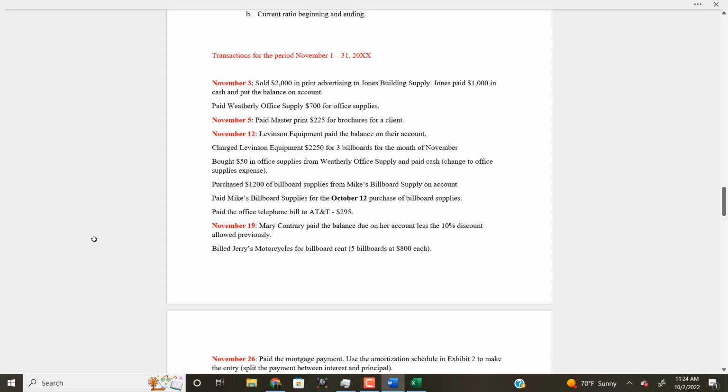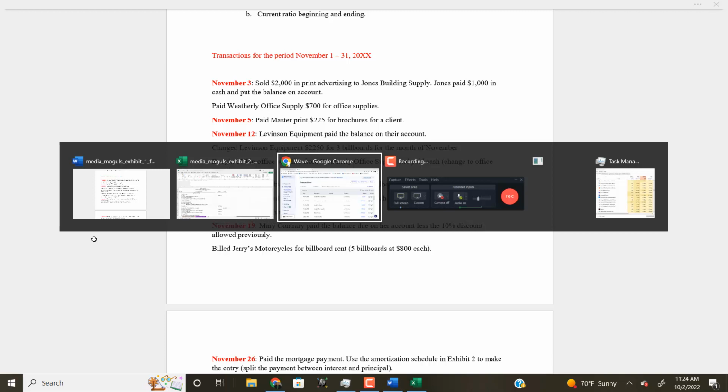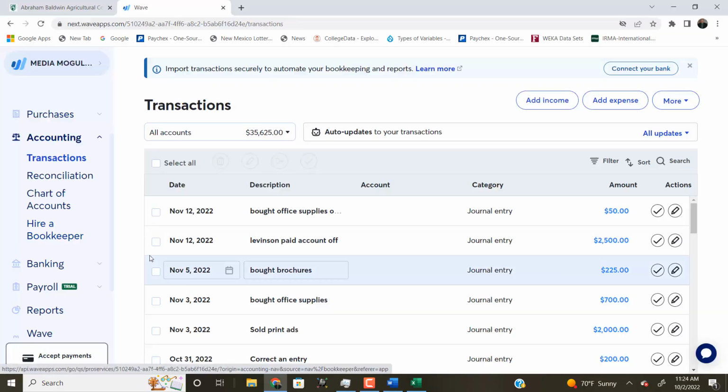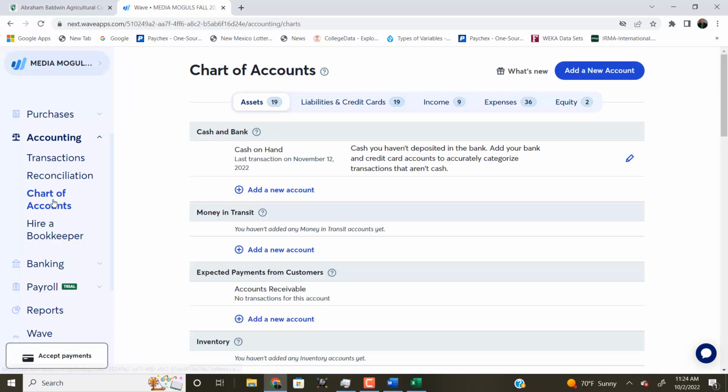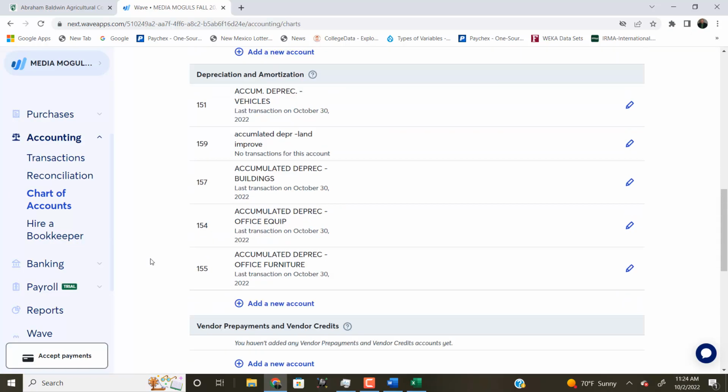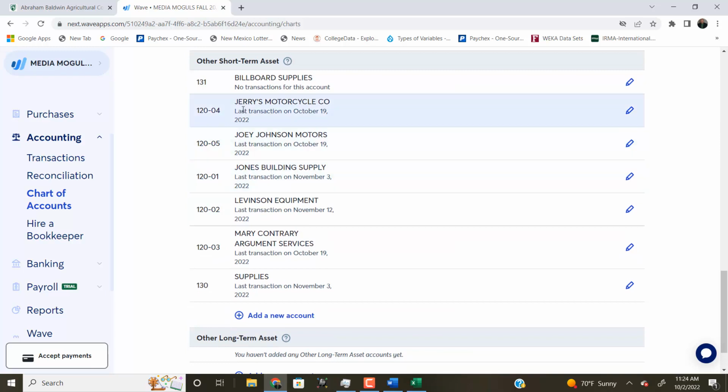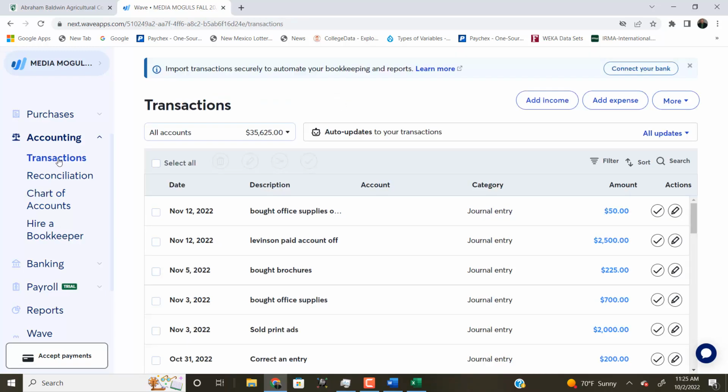If you don't have it in Wave, let's check and see if we've got it. We'll look in the chart of accounts here, down at the bottom, other short-term assets. There's billboard supplies at 131. If you don't have it, start now. Stop the video. Enter a chart of accounts for another short-term asset, 131 billboard supplies. If you have it, we can go on to transactions.